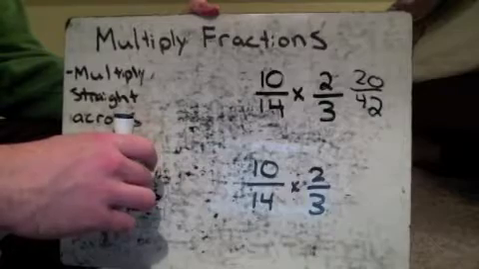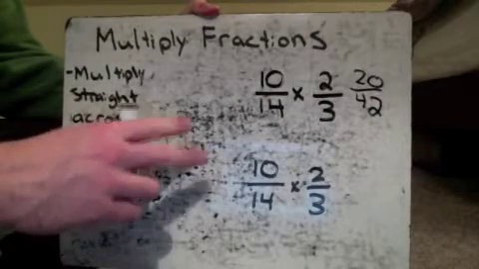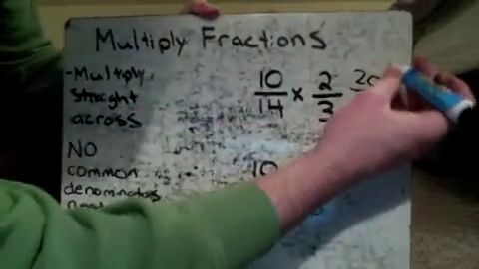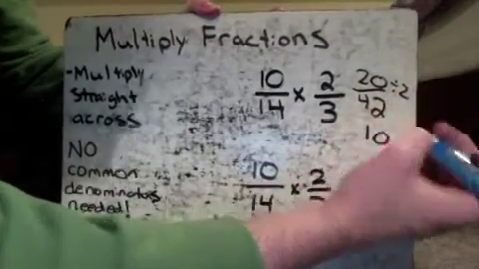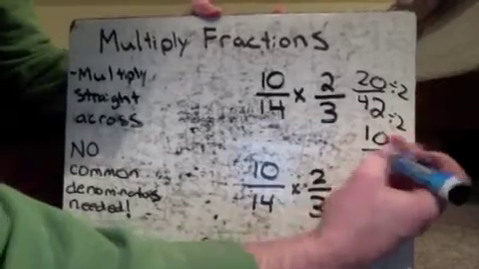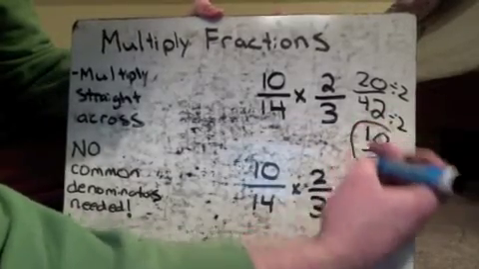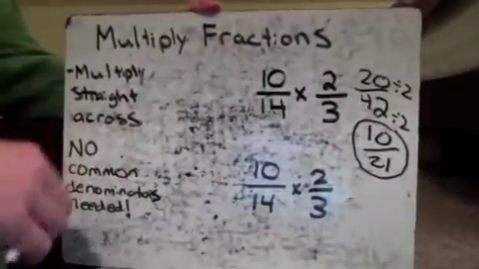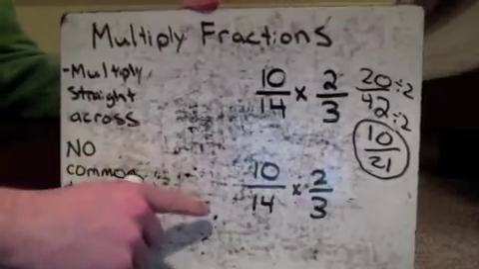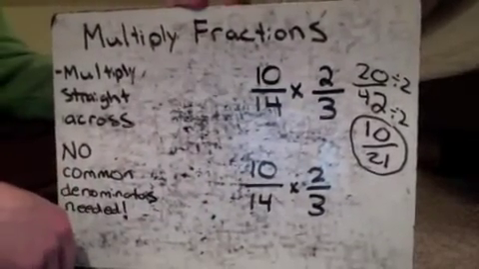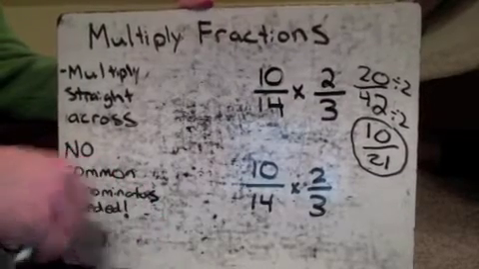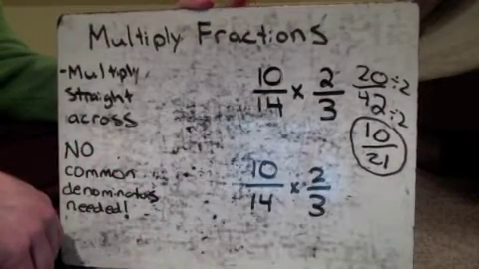And I would say we could divide by, how about 2? 20 divided by 2 is 10. 42 divided by 2 is 21. 10/21 is my answer. Now, I put another one down here because we can do that cross-reducing on this one if you want to. You don't have to, but I think it's a good thing to learn how to do.